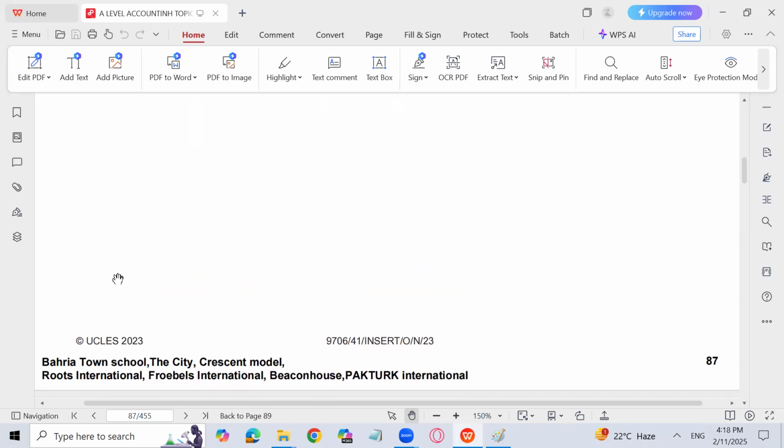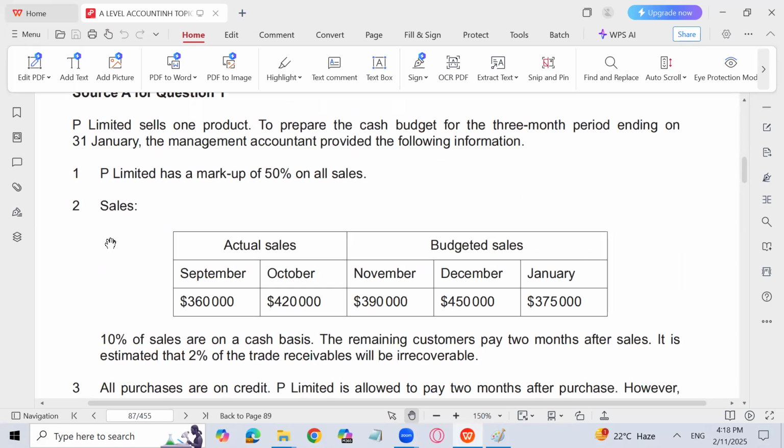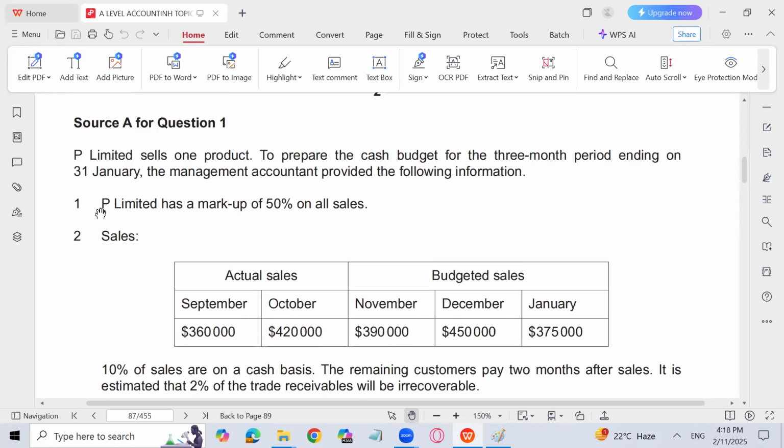October, November 2341: state two purposes of a cash budget. We need to find the cash outflow and inflow of the business. We need to find the actual cash position in the future, whether we have to go for a bank overdraft or take a loan from the bank. What amount we need for investing activities in the future, for the purchase of non-current assets. This is basically the purpose of preparing a cash budget.